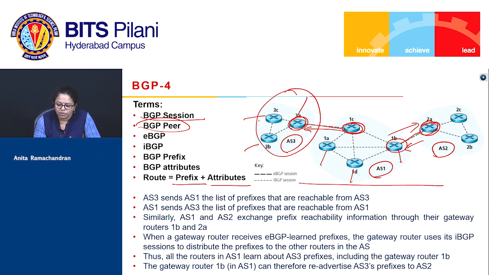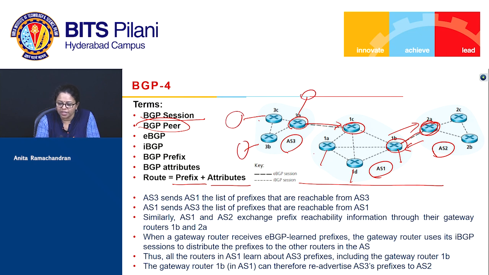So when a gateway router receives eBGP learned prefixes, the gateway router uses its iBGP session to distribute the prefixes to other routers in the AS, which means that if 1C receives information from 3A with respect to what are the kind of networks that are reachable from AS3, then 1C propagates that information to 1A, 1D, and 1B. And that is how all these routers also learn this information.